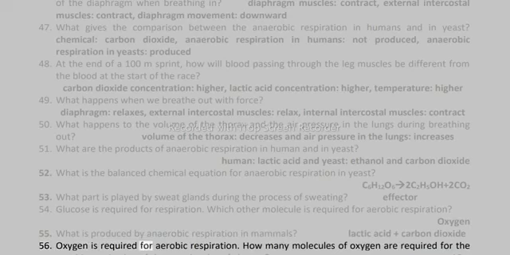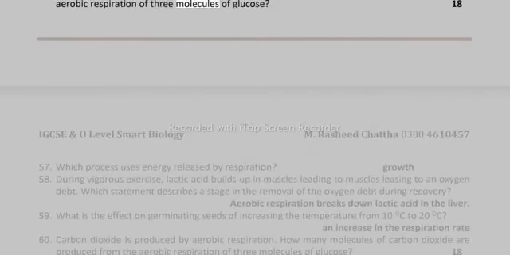56. Oxygen is required for aerobic respiration. How many molecules of oxygen are required for the aerobic respiration of 3 molecules of glucose? 18.